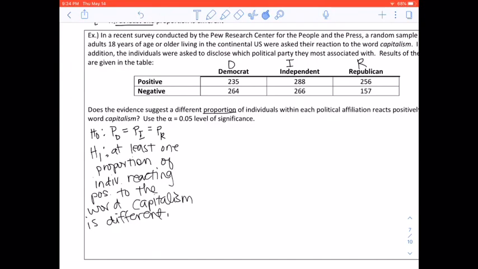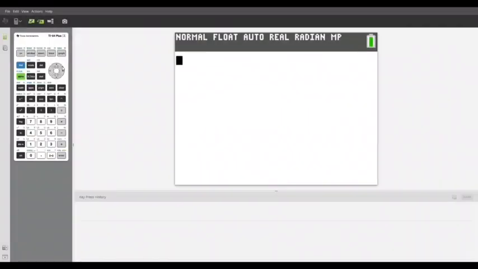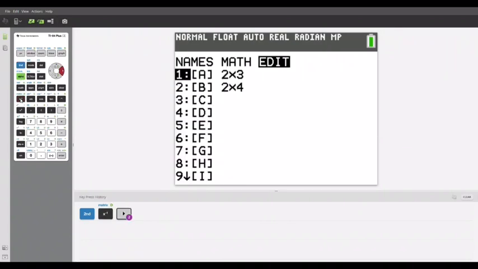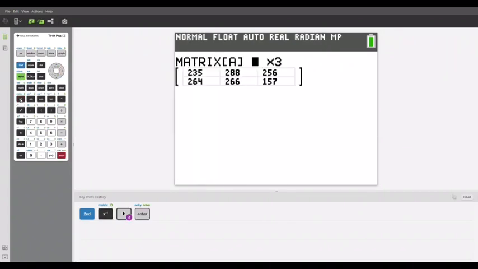So from here, we need to use our graphing calculator in order to get our p-value. So we need to first put our values into our matrix. So second, x inverse. Go over to Edit, select Enter on A, and our matrix this time is a 2 by 3. So change its size to a 2 by 3 and enter all your values in, checking to make sure you inputted those in correctly.